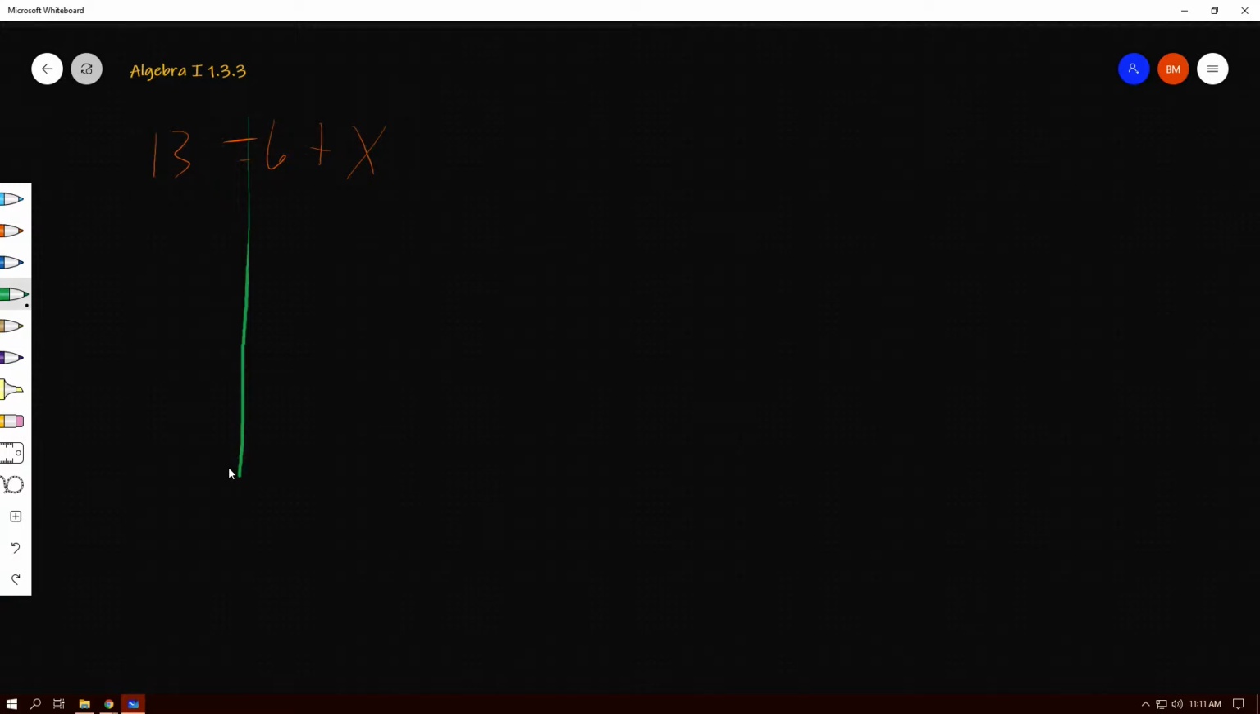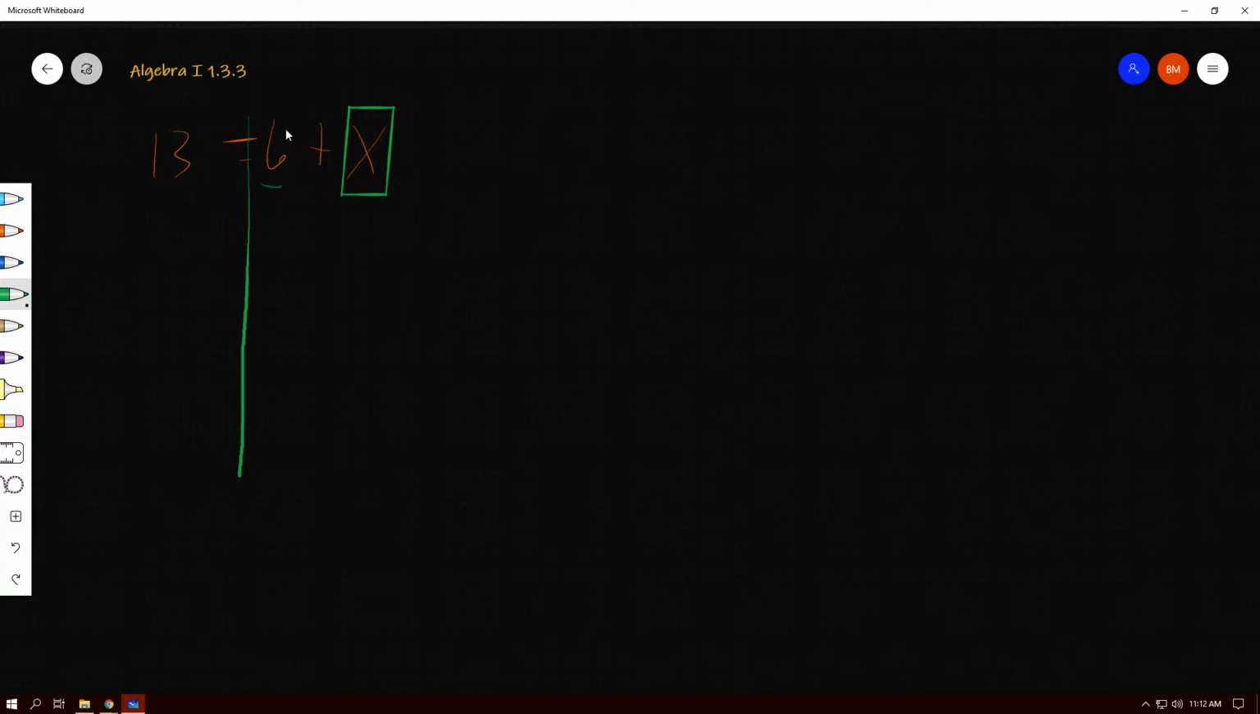So we have 13 equals 6 plus x. We want to solve the equation. What are we solving for? We're solving for x. That's the variable, our unknown, the thing whose value we're not sure of. What is on the same side as x? When I say side, I'm talking about the side of the river, left or right. The x is on the right side. What else is on the right side? The 6.